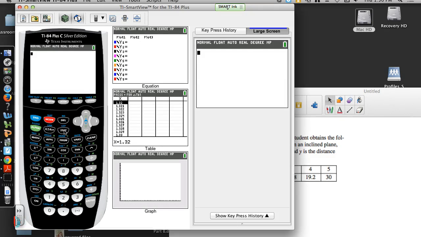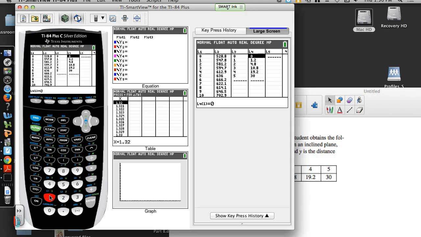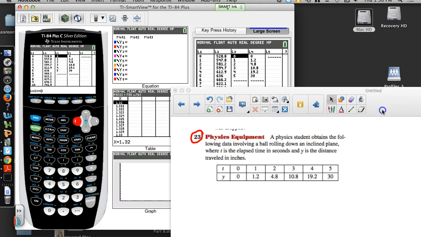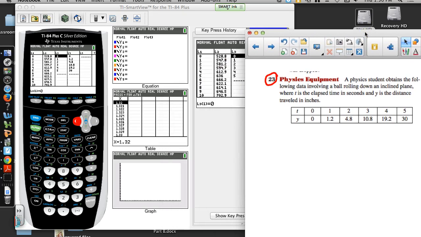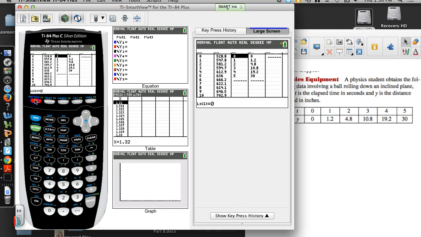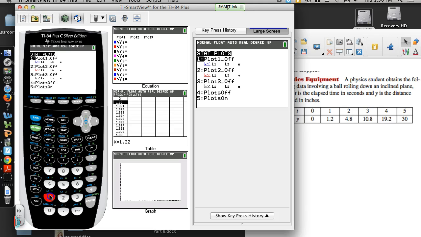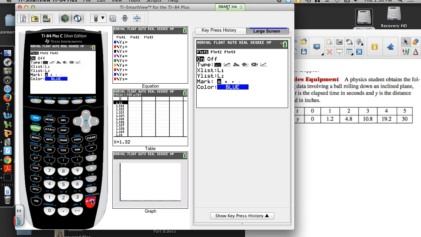So under stats, number 1, I have 2 sets of data in here. This data I have in lists 3 and 4. So that data is going to match what we see in the physics experiment. So what I would want to do is take a look at the scatter plot. So second y equals, go into number 1, turn it on.